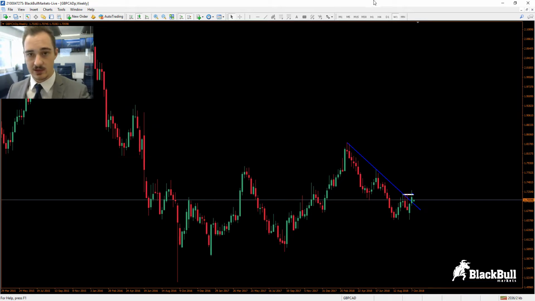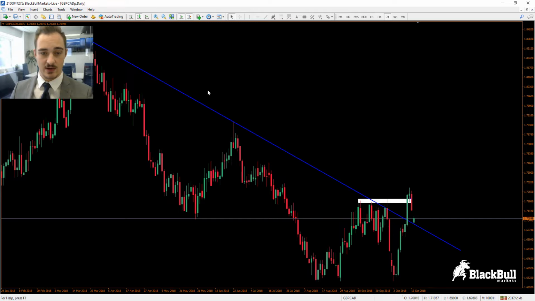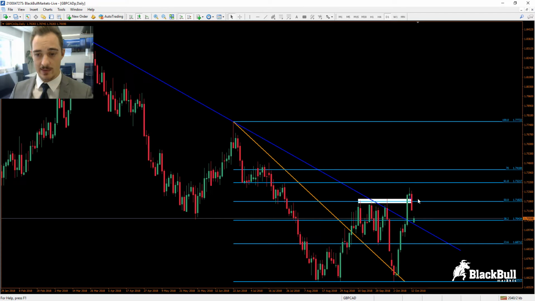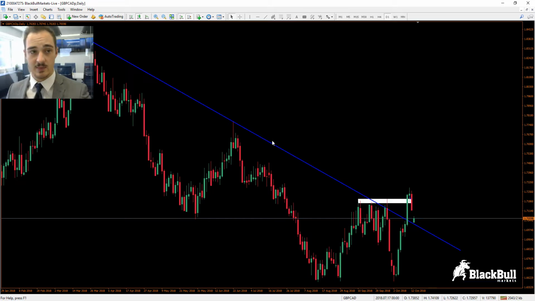So that is a bit of multiple analysis, and we can also see here on the daily time frame, we have had a potential Fibonacci bounce as well, coming close to the 61.8% retracement on the daily bar chart.